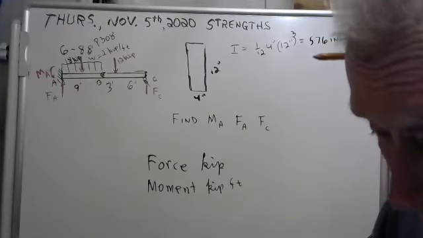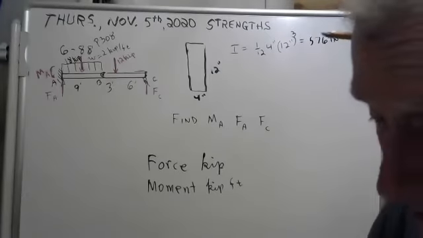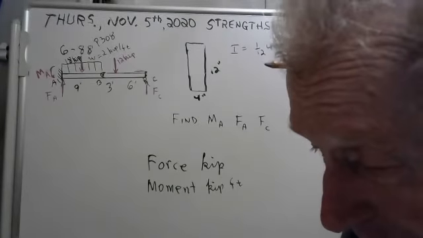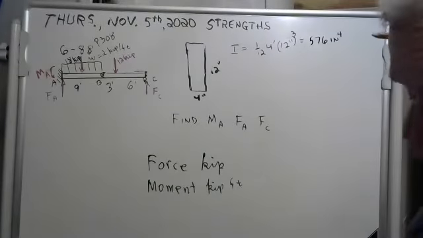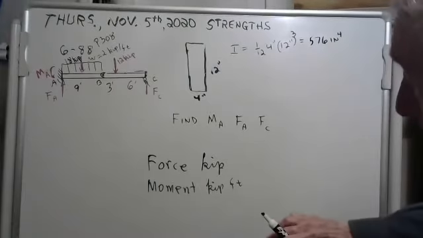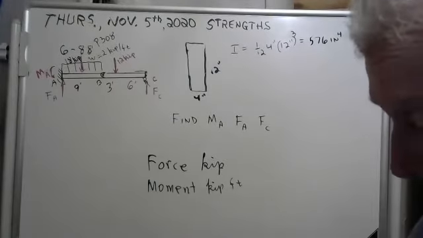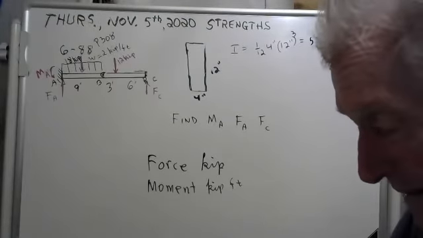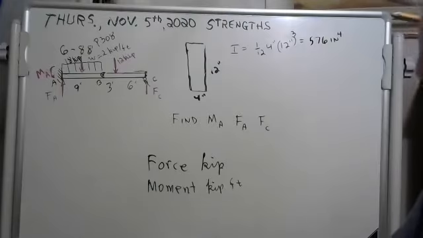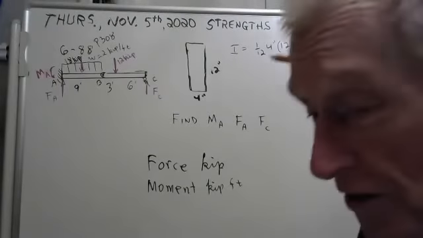I'll take a try at it. Yeah, go for it. Now who am I talking to? This is Braxton. Braxton, go for it. I got FC as 4 kips, FA at 26 kips, MA at 153 kip feet. Braxton, you didn't learn anything.